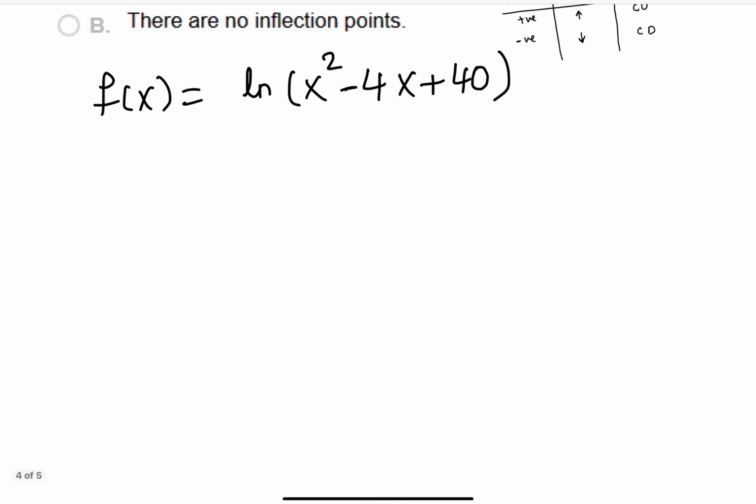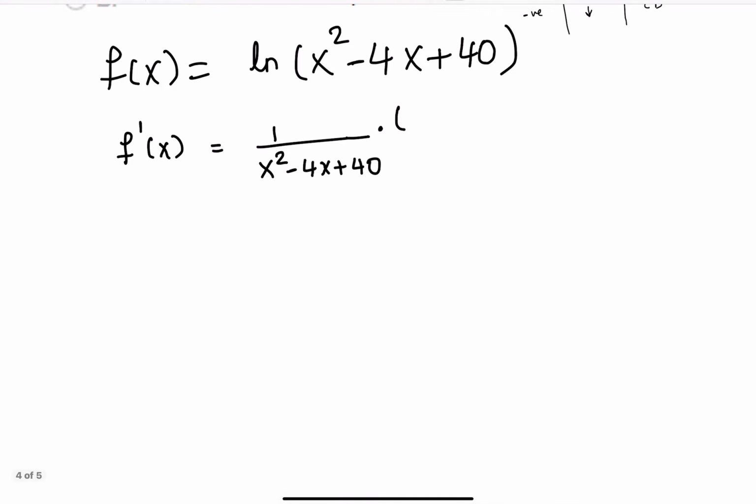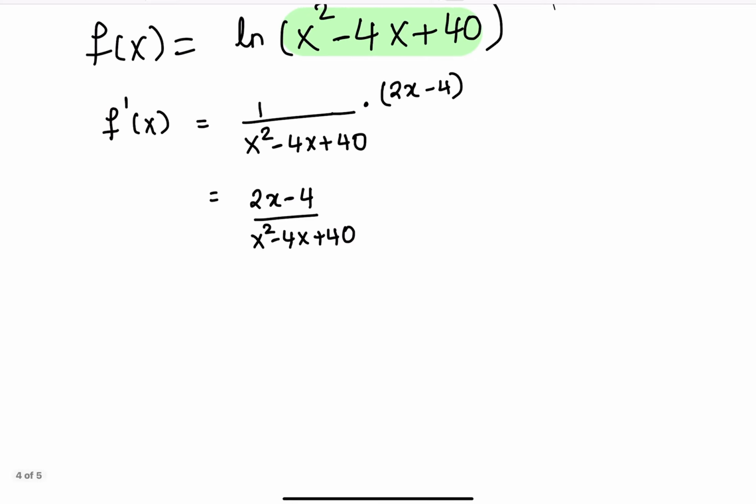So to do that, first I have to find the first derivative. So f prime, this is ln x, the derivative of ln x is 1 over x, times the derivative of x squared minus 4x plus 40, which is 2x minus 4. So if I simplify this, I have 2x minus 4 over x squared minus 4x plus 40. Now I'm finding the second derivative. Let me move this one also here.